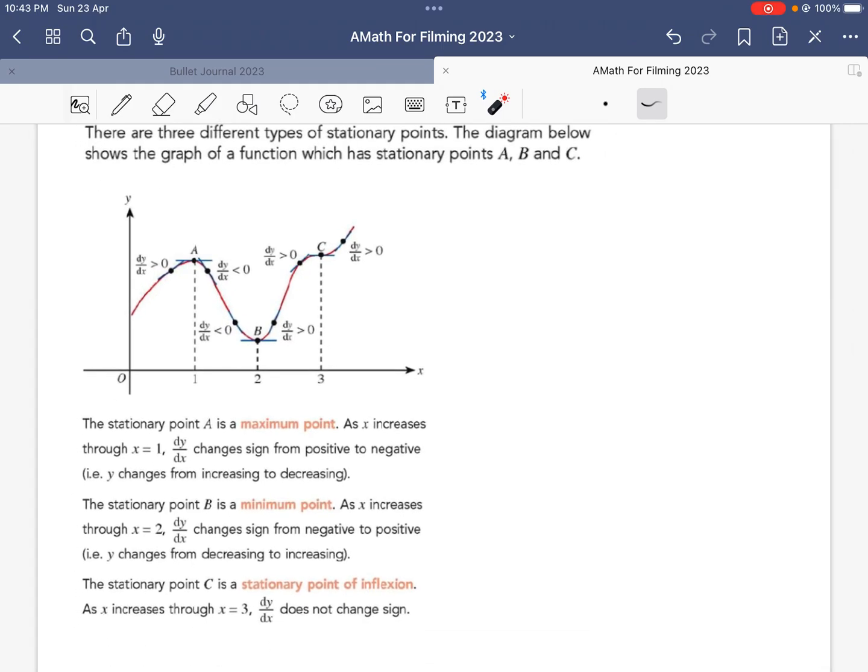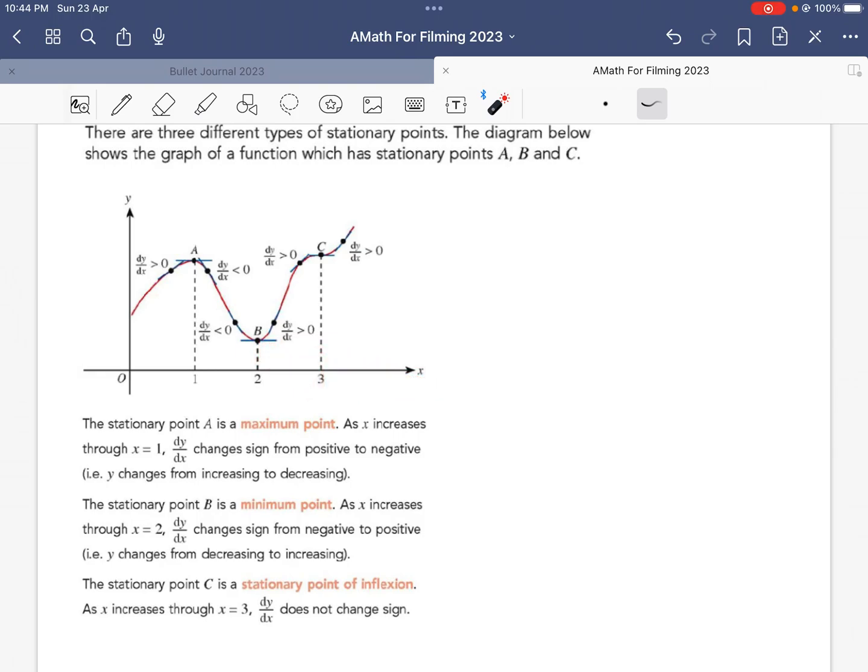So what we have here is this. There are 3 different types of stationary points. Earlier, I already spoke about 2 already, the maximum point. So based on this example that's given in your textbook on page 49 itself, A goes up, it's a crest. So A is a maximum point. Similarly, for B, it goes down this way. So B is a minimum point.